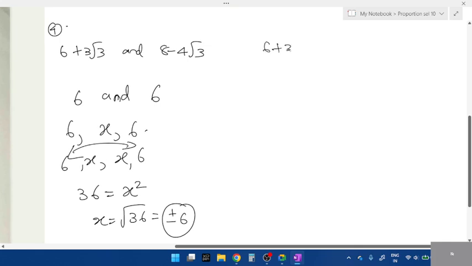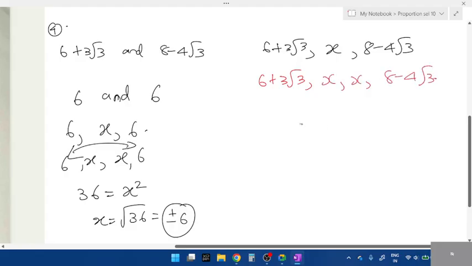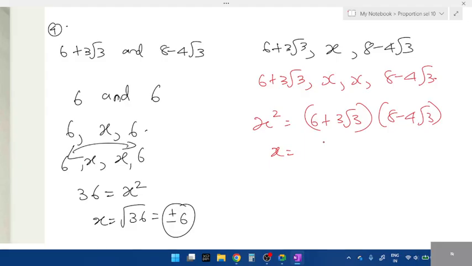6 plus 3 root 3, comma, x, comma, 8 minus 4 root 3. x should be written twice like this: 6 plus 3 root 3, x, x, 8 minus 4 root 3. x square is equal to 6 plus 3 root 3 multiplied by 8 minus 4 root 3. Make a note of this. Complete this for homework. Try to solve it. Open it using the bracket method. After that, find the square root of x square.